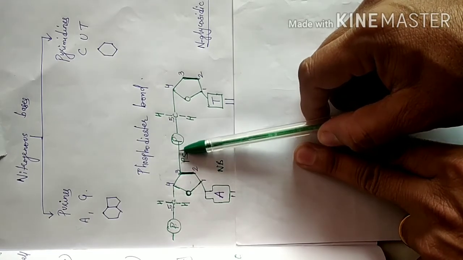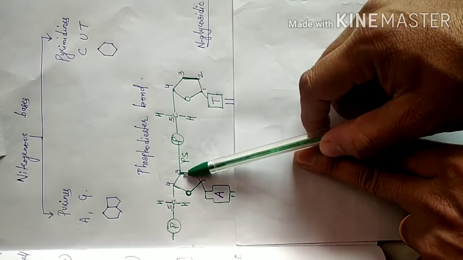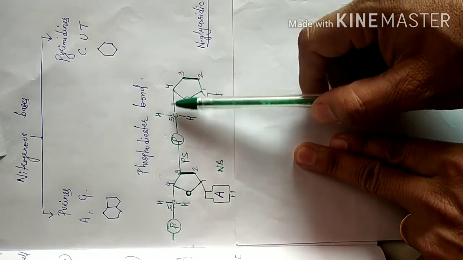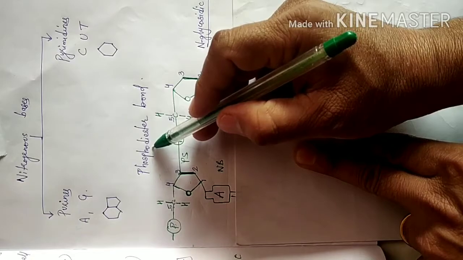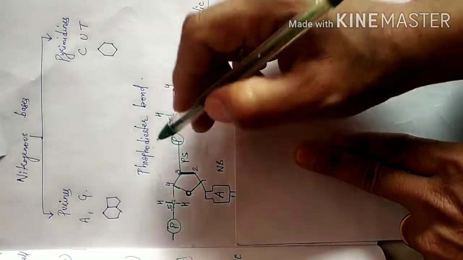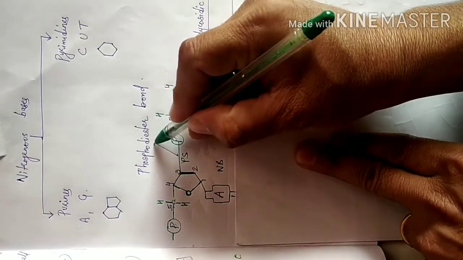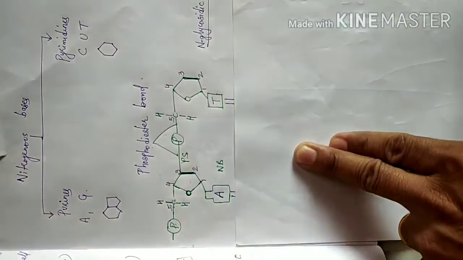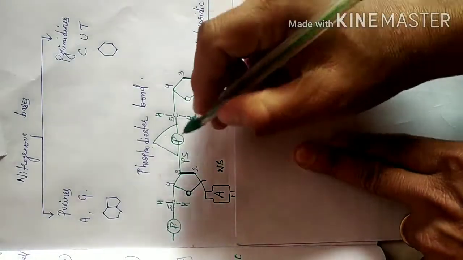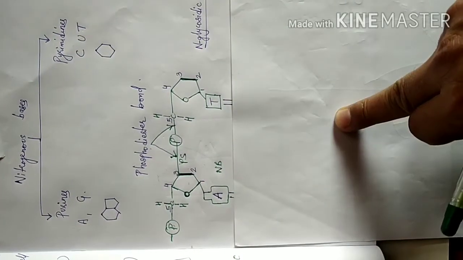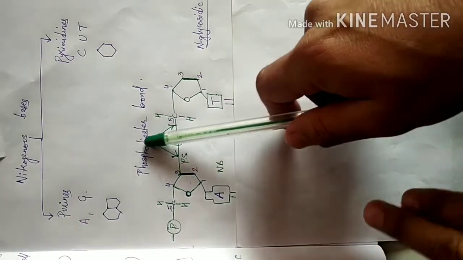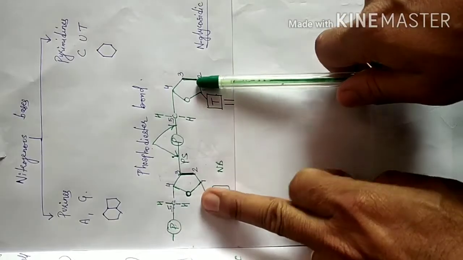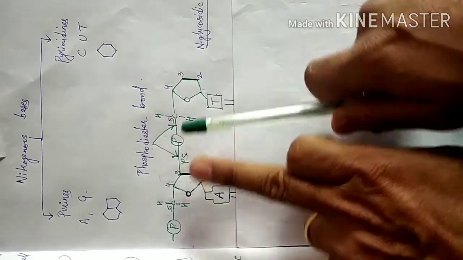So this bond that links the two sugar molecules together is known as the phosphodiester bond. These two bonds are known as phosphodiester bonds. So we can say that this phosphodiester bond is linking the two nucleotides together.